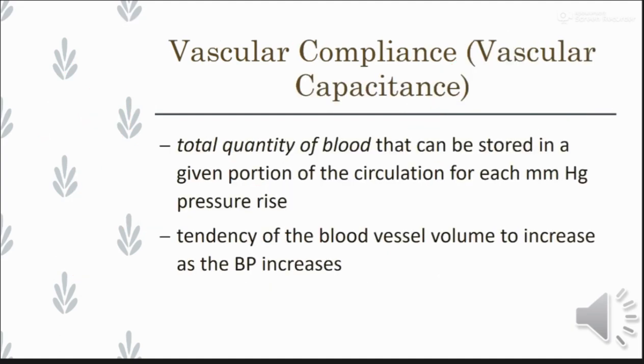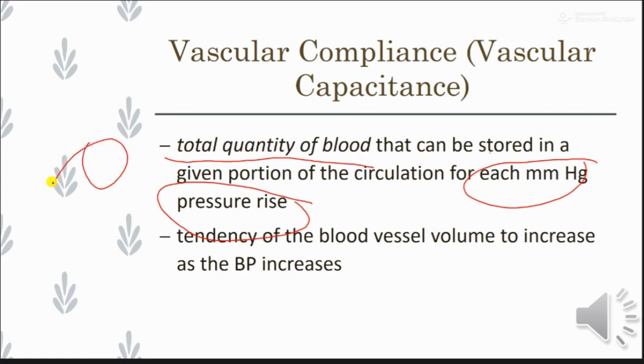Now let's go to compliance, also known as capacitance. So what is compliance or capacitance? This is the total quantity of blood that can be stored in a given portion of the circulation for each mmHg pressure rise. So it tells you how much blood that part can store when the pressure increases. It is the tendency of the blood vessel volume to increase as the BP increases.